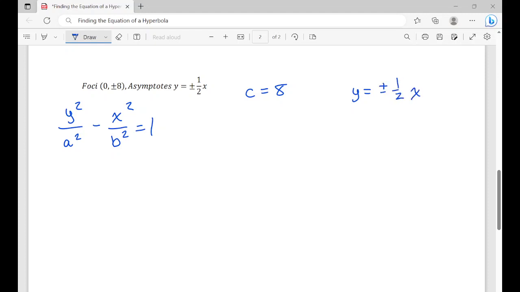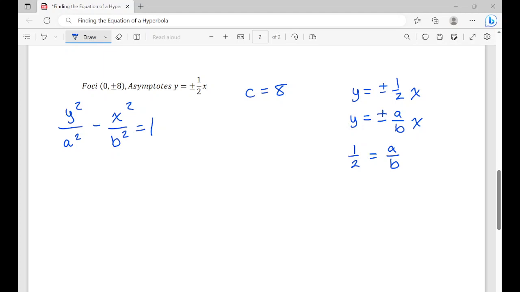And I know the general form for an asymptote for this kind of hyperbola is plus minus a over b x. So I can do something with this. I can probably set them equal to each other, the 1/2 and the a over b. So that's what I'm going to do. So I'm going to do 1 over 2 equals a over b.